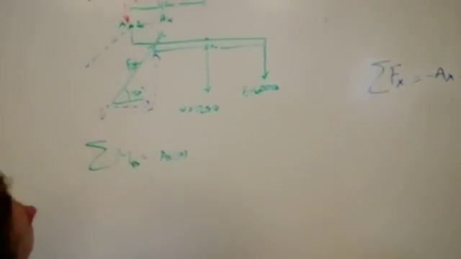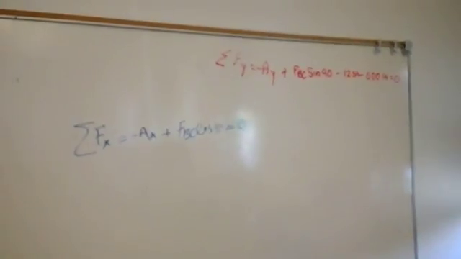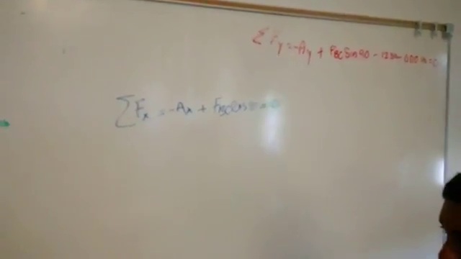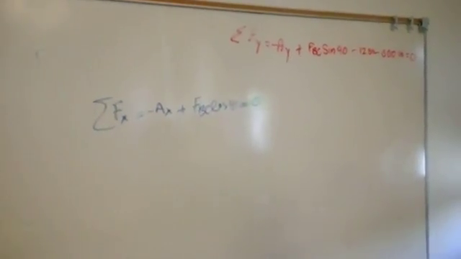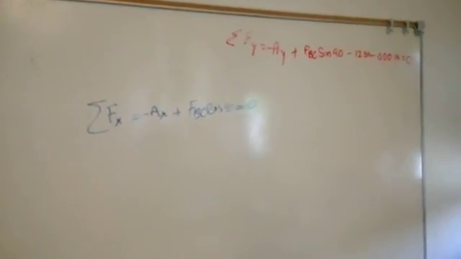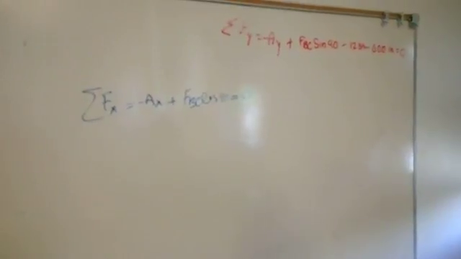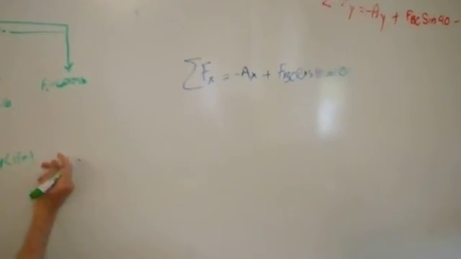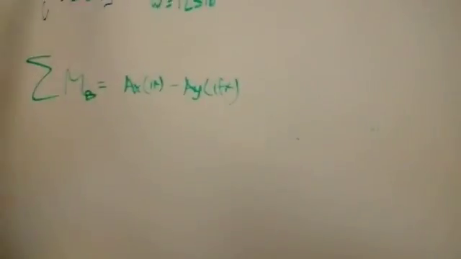Prove it. You've got your Fy equation. Or we could just do it. Well, minus Ay plus FBC sine theta, sine 40, minus 25, minus 600. And Fx: minus Ax plus FBC cosine of 40. Yeah, that sounds easier.